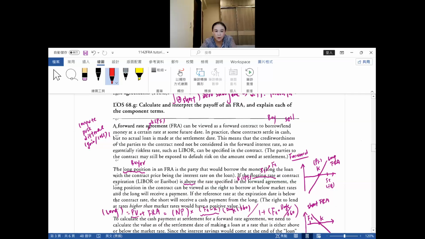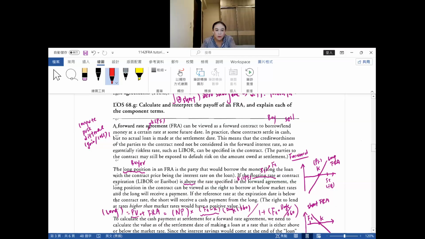In practice, this contract settles in cash, but no actual loan is made. So we just compute the differences in the interest, and in that case, we are able to compute the gains and losses in these FRA contracts. This means that the creditworthiness of the parties to the contract need not be considered in the forward interest rate. So we are just straightforwardly looking at the price differences or interest rate differences in this particular FRA contract, and we are able to compute the gains and losses.